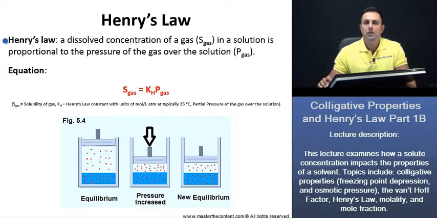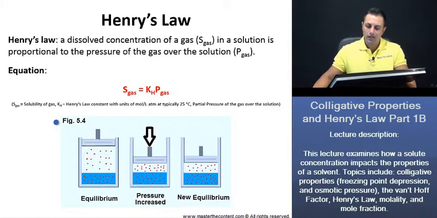When we open a can of soda, bubbles of carbon dioxide gas come out of the liquid, because the pressure of the carbon dioxide within the can decreases. Thus, in turn, the solubility of the carbon dioxide gas also decreases. If we want to find the solubility of the gas, we can do so through the following equation, where we have the solubility of the gas, Henry's Law constant, and the partial pressure of the gas over the solution.